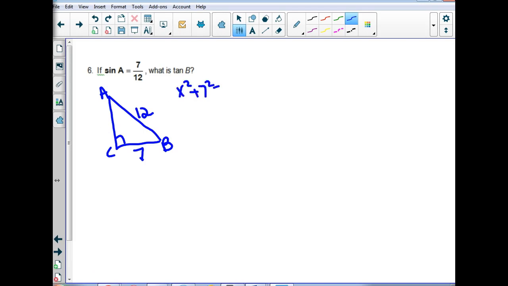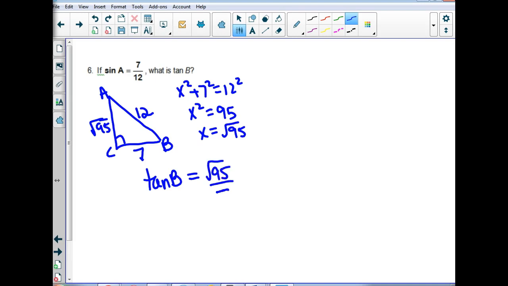x squared plus 7 squared equals 12 squared. 12 squared minus 7 squared, 144 minus 49 is 95, right? Okay. Take the square root. Square root of 95 is our missing leg. All right. So now I can say the tangent of B, coming from angle B now, not A. Tangent is opposite over adjacent, so it's the square root of 95 over 7.